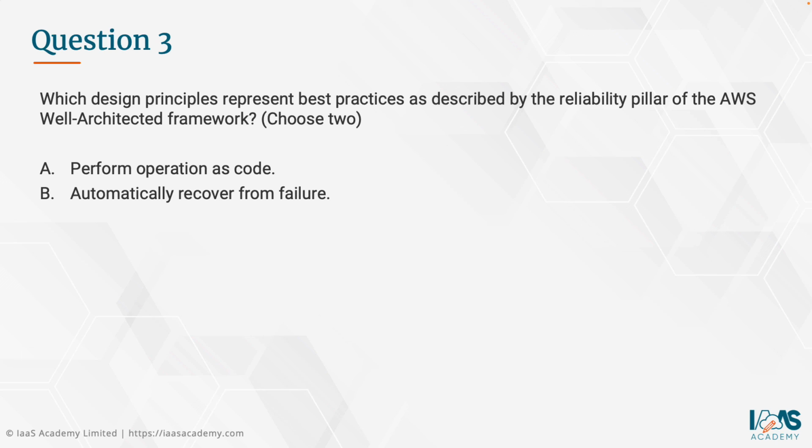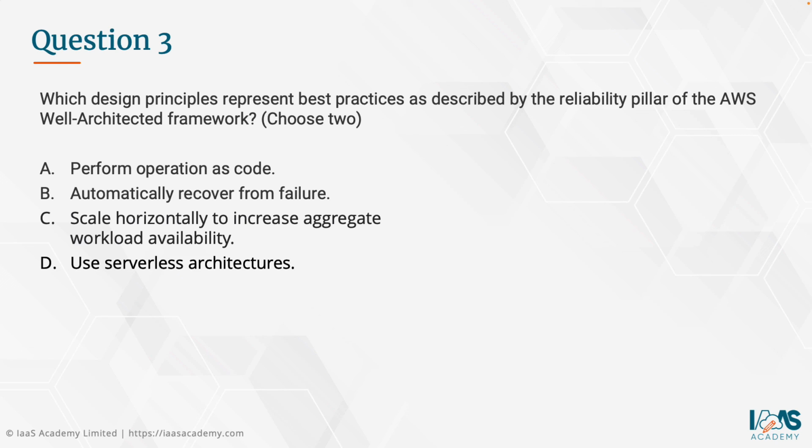Answer option B, automatically recover from failure. That is in fact a reliability pillar design principle. So answer option B is correct. Scale horizontally to increase aggregate workload availability. Again, the whole idea behind the reliability pillar is to ensure that your workloads are reliable. No doubt there. And when you're scaling your workloads horizontally, basically what you're doing is you're spreading your workloads potentially over multiple availability zones and even over multiple regions, and therefore increasing the reliability of your application stack. So C is also correct.